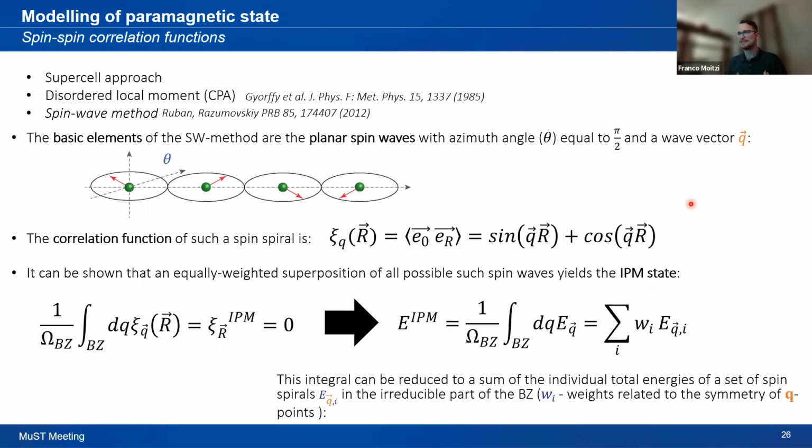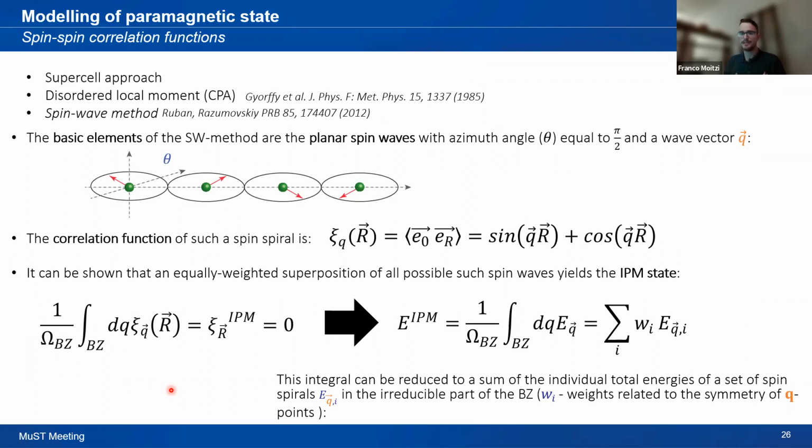So the basic elements of the spin wave method are these planar spin waves, and the correlation function of these planar spin waves is given here. So it can now really be shown that an equally weighted superposition of all of the possible spin waves that one can set up for a certain lattice yields an ideal paramagnetic state, meaning a paramagnetic state where the correlation functions are vanishing. So one doesn't have any short-range order here.